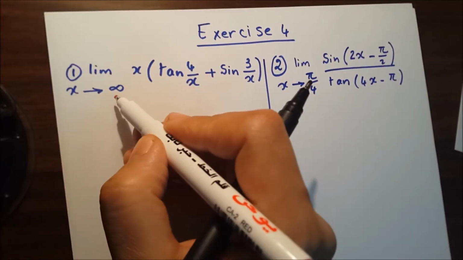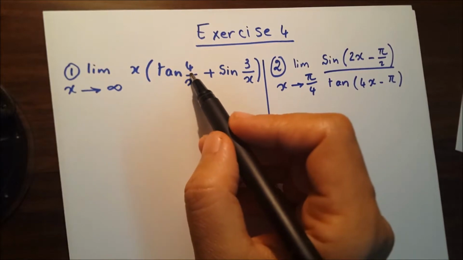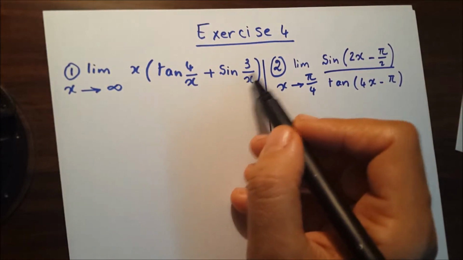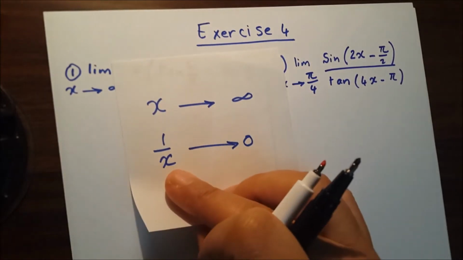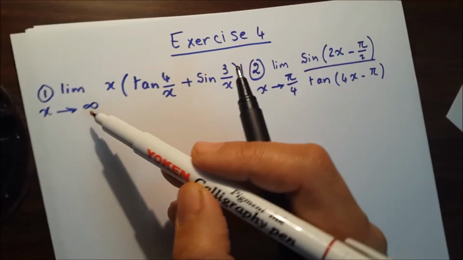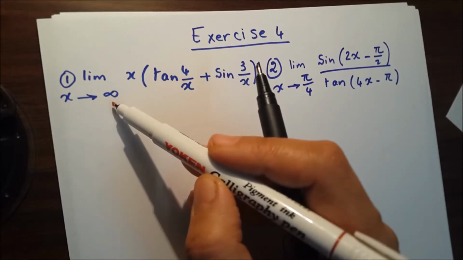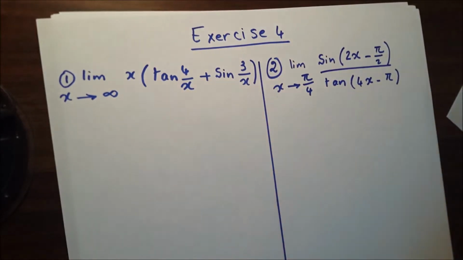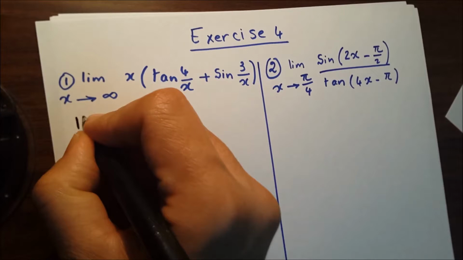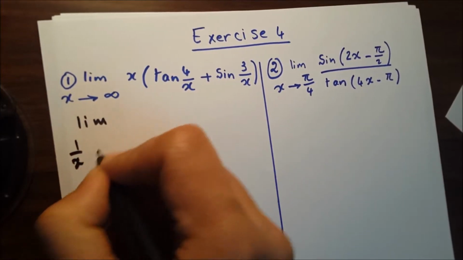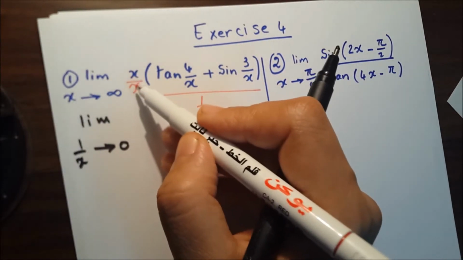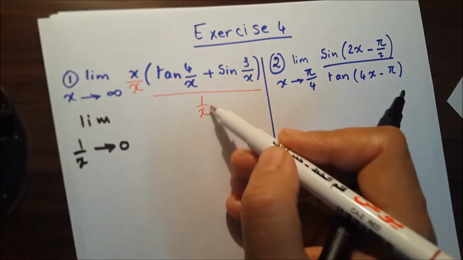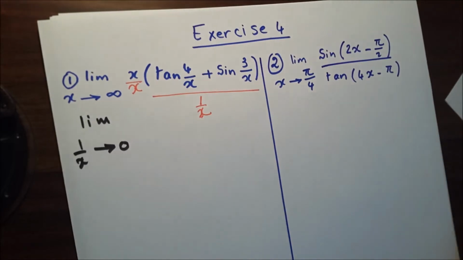by direct substitution. Limit as x tends to infinity of x times (tan 4 over x plus sine 3 over x). So now if x tends to infinity, then 1 over x tends to 0. So as x tends to infinity, 1 over x tends to 0. So the limit as 1 over x tends to 0. Now we're going to multiply up and down by 1 over x. So here times 1 over x, and here down times 1 over x.